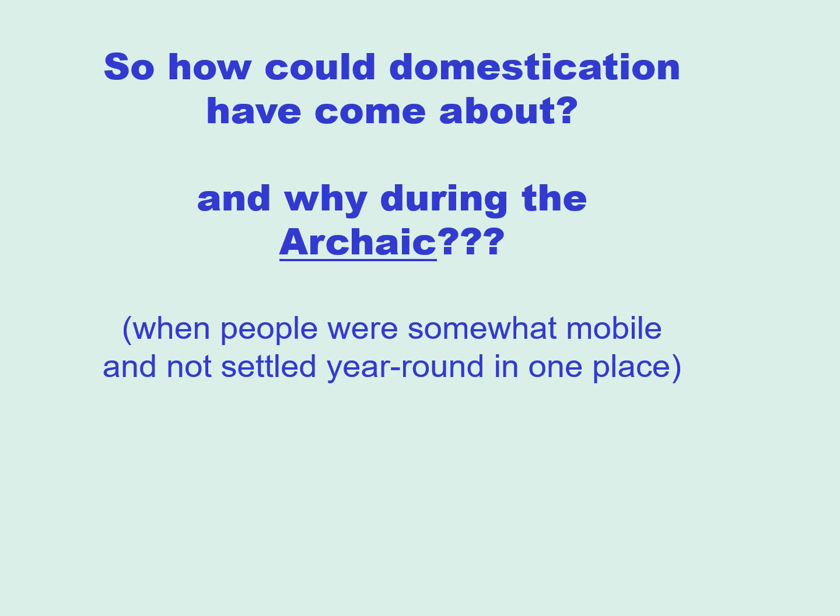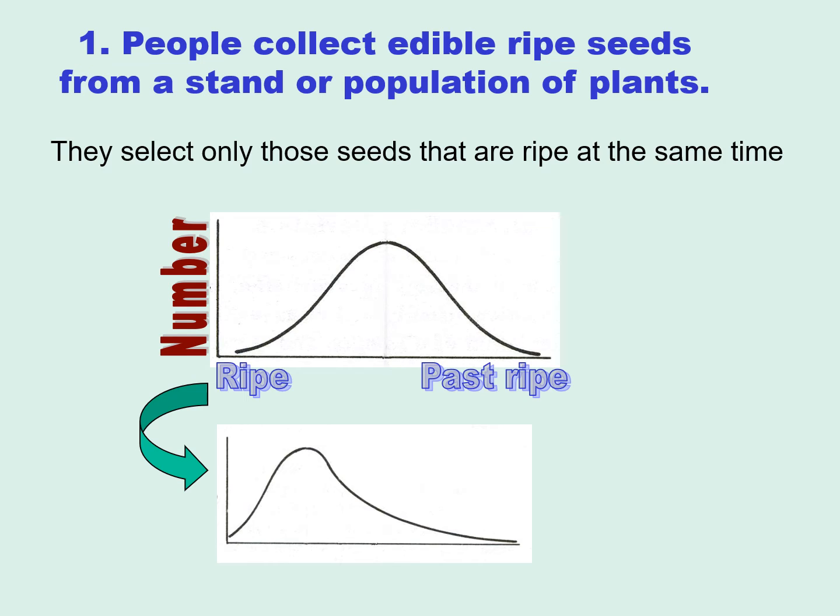So, how could domestication have come about? And why during the Archaic period, when people in eastern North America were somewhat mobile and not settled year-round in one place? So let's think about how domestication could have come about without people realizing that they were in the process of domesticating things. It came about from people being people and weeds being weeds.